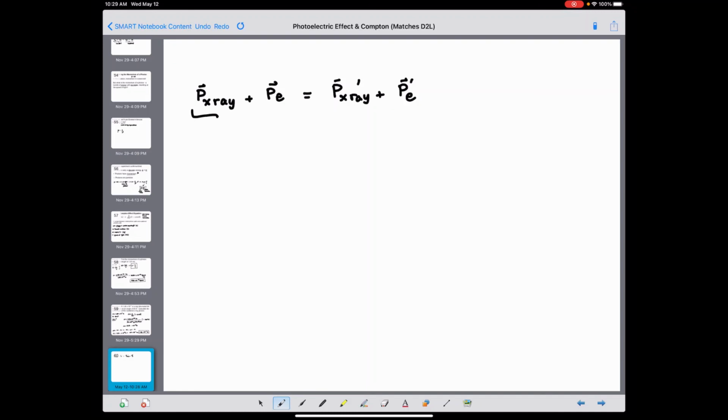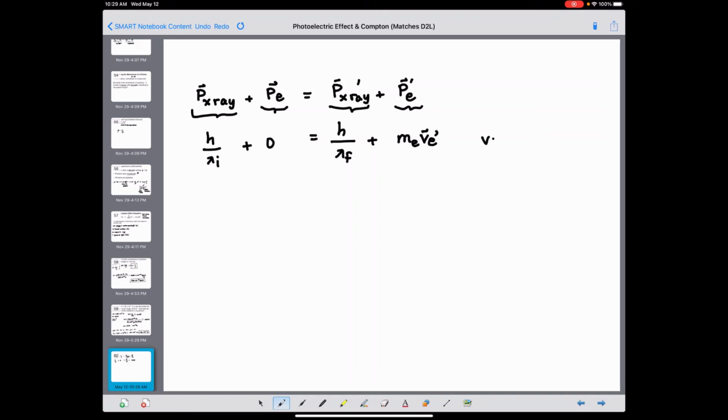So the momentum of the X-ray before the collision would be h over lambda initial. And the momentum of the electron, usually before the collision, that's just 0 because the electron is at rest. And then the momentum of the X-ray after the collision, that would be h over lambda final. And then the momentum of the electron after the collision, that would just be the mass of an electron times the velocity of the electron after the collision.